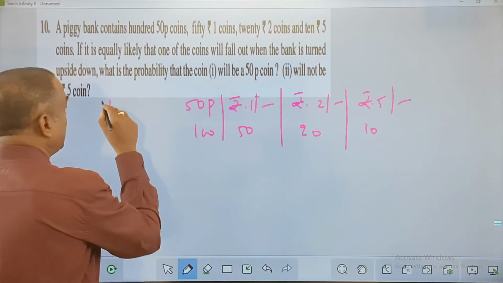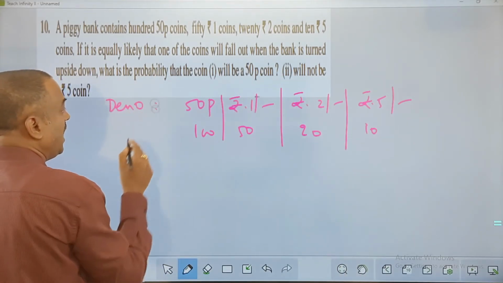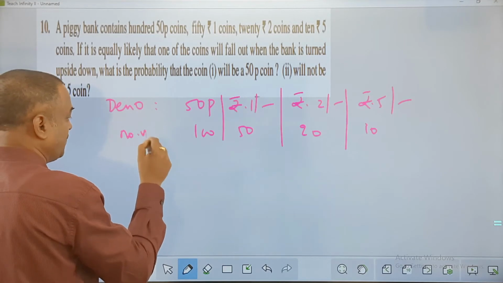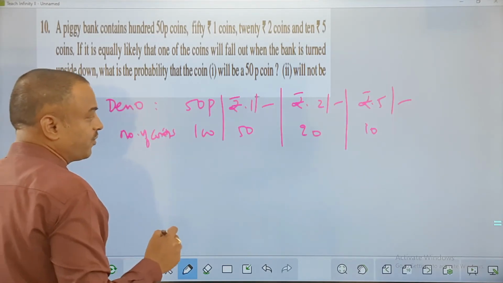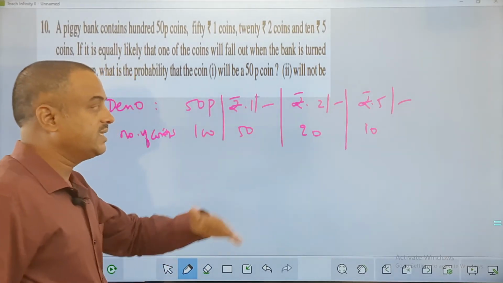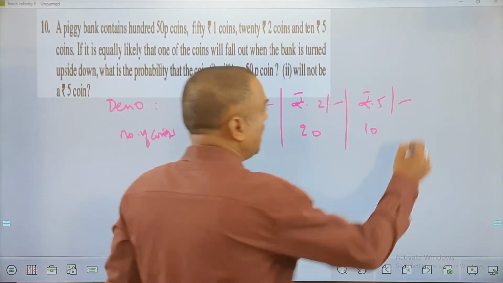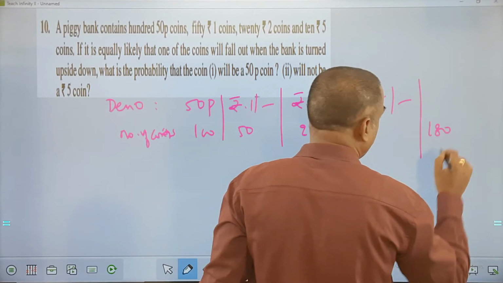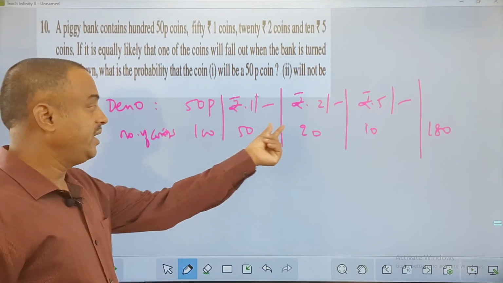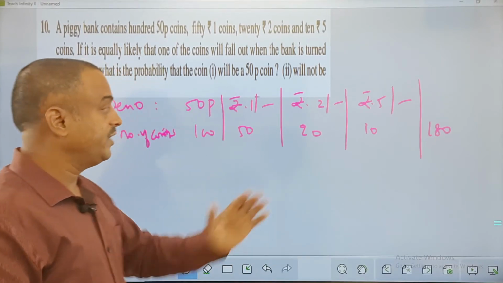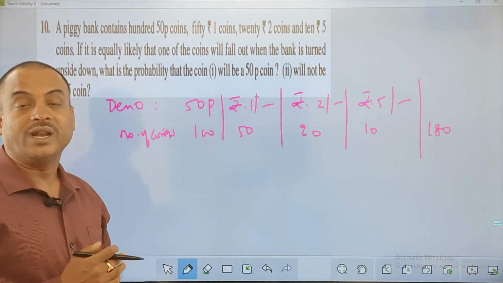So this is the denomination we have, and this is the number of coins we have here. If I get a total, how many coins are there? 100, 150, 170, 180. I have a total of 180 coins here with me. I just added all of them: 100, 50, 20 and 10, and I got the number of coins to be 180.